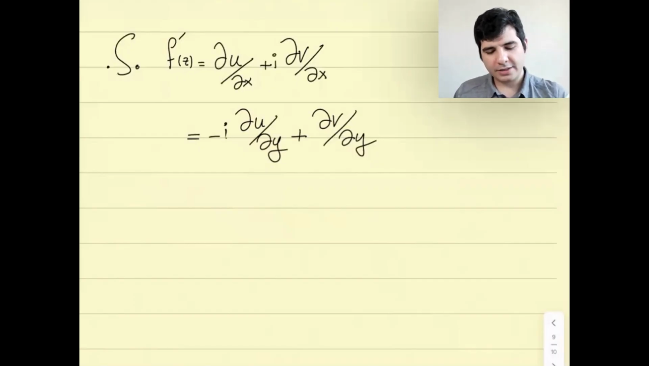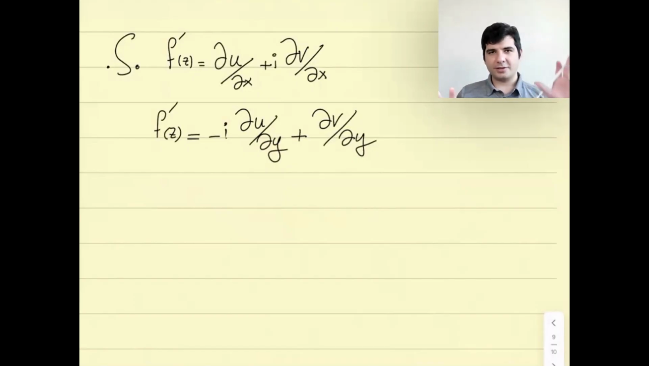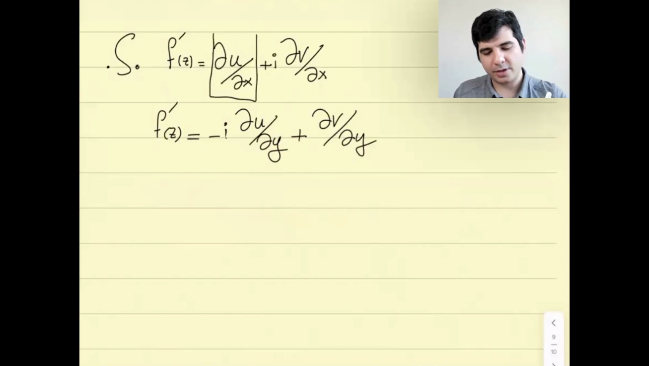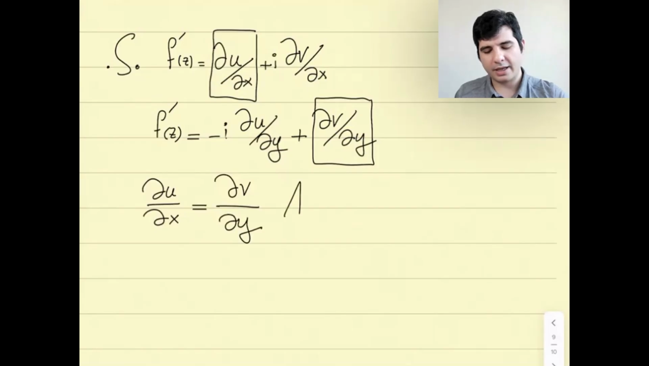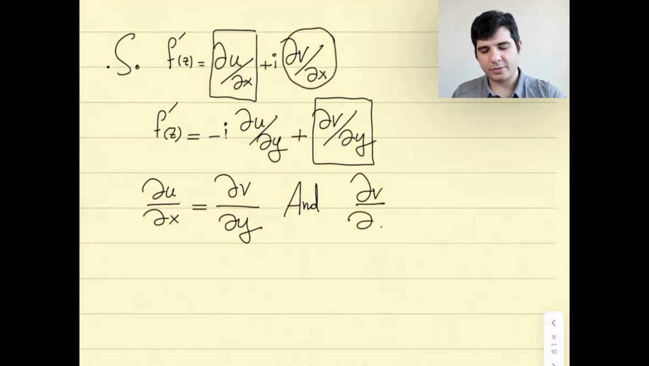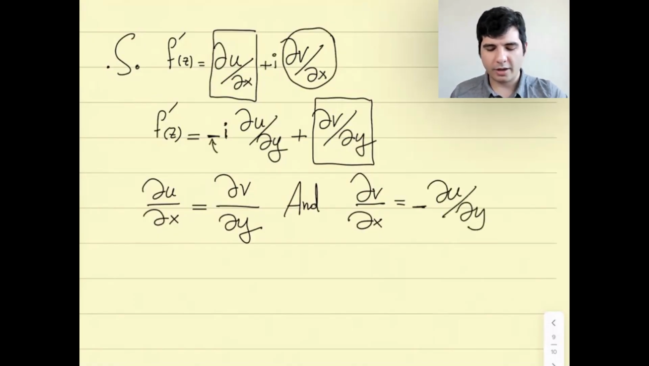So if both of these quantities are equal to f prime, they must be equal to each other. If two complex numbers are equal, their real parts must be equal and their imaginary parts must be equal. So the real part here is this one, and the real part here is this one. So they must be equal. So partial derivative of u with respect to x must be equal to partial derivative of v with respect to y. And here the imaginary part is partial derivative of v with respect to x. Here the imaginary part is minus, there's a minus sign here, minus partial derivative of u with respect to y. So these are the Cauchy-Riemann equations.